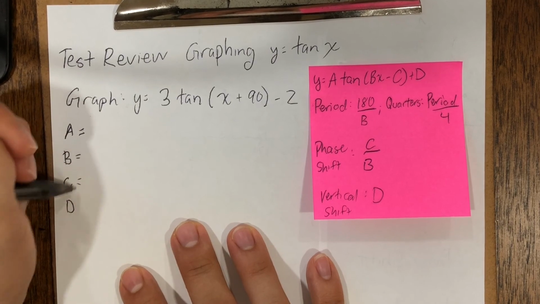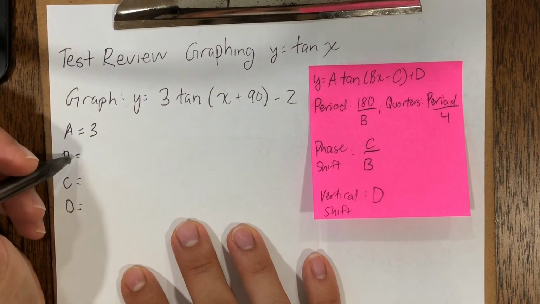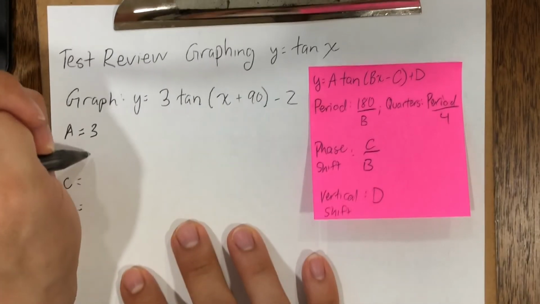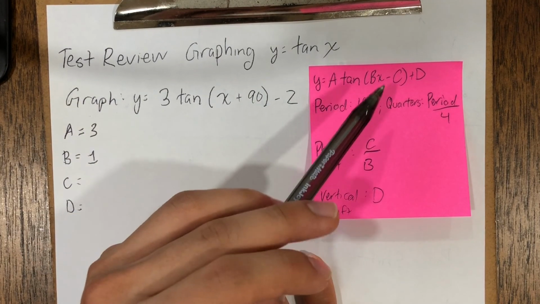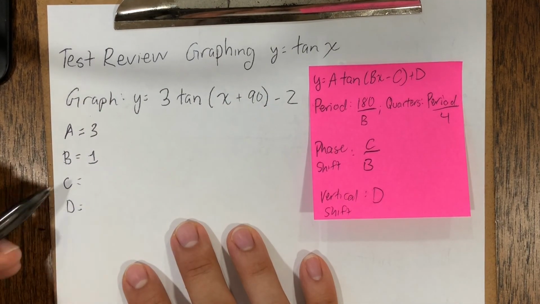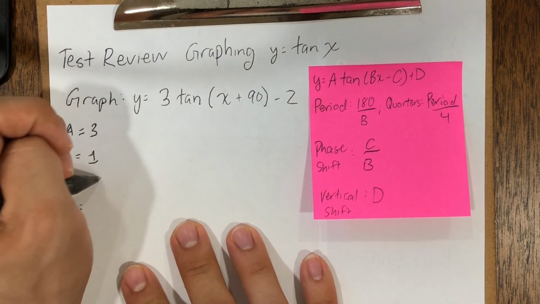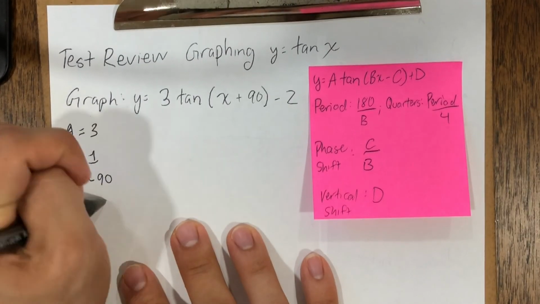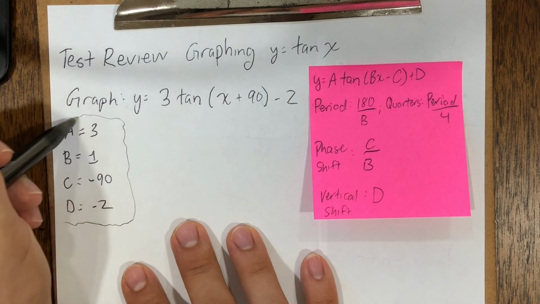If we take a look, we see that 3 is in the same spot as A. For B, there is no number in front of x, so the coefficient is going to be 1. There is a 90 in the same spot as C. However, the plus sign changed it to a negative, so that means C has to be a negative number, so the 90 is going to be negative. And then for D, we have minus 2. All right, so I found all my 4 numbers.